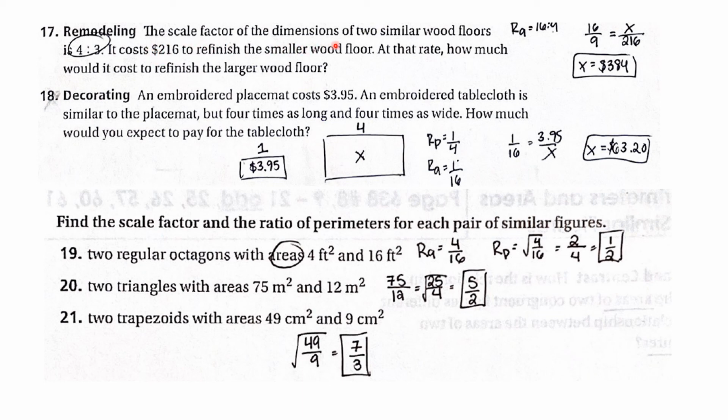So the scale factor of the dimensions of two wood floors is 4:3. So that's really the ratio of the perimeters. So then the ratio of the areas is going to be 16 to 9. And I promise that's a 9, it got kind of cut off. So my larger floor has an area ratio, or that part of the ratio is 16. The smaller part of the ratio is 9.